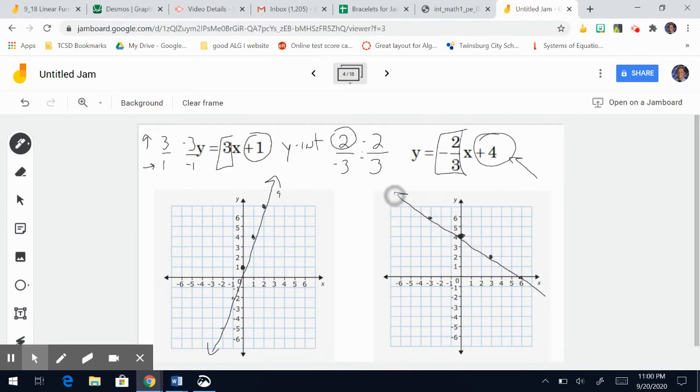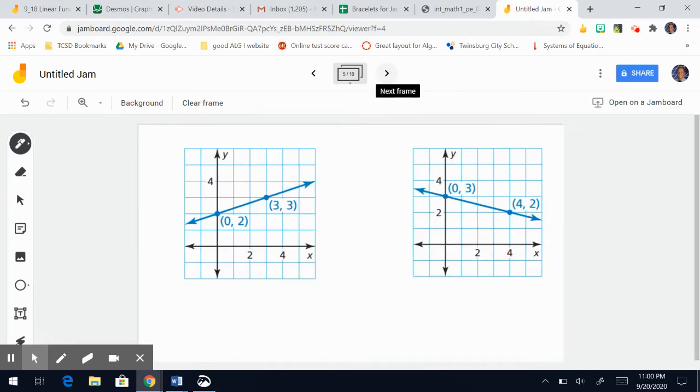So I'm going to connect those dots and make a nice linear function. So you can see that this is going uphill, the first one, and now from left to right, it's going downhill. So this is a positive slope or positive rate of change, and then this is a negative rate of change because it's going downhill left to right. This is going uphill left to right. Just a quick review on slope.